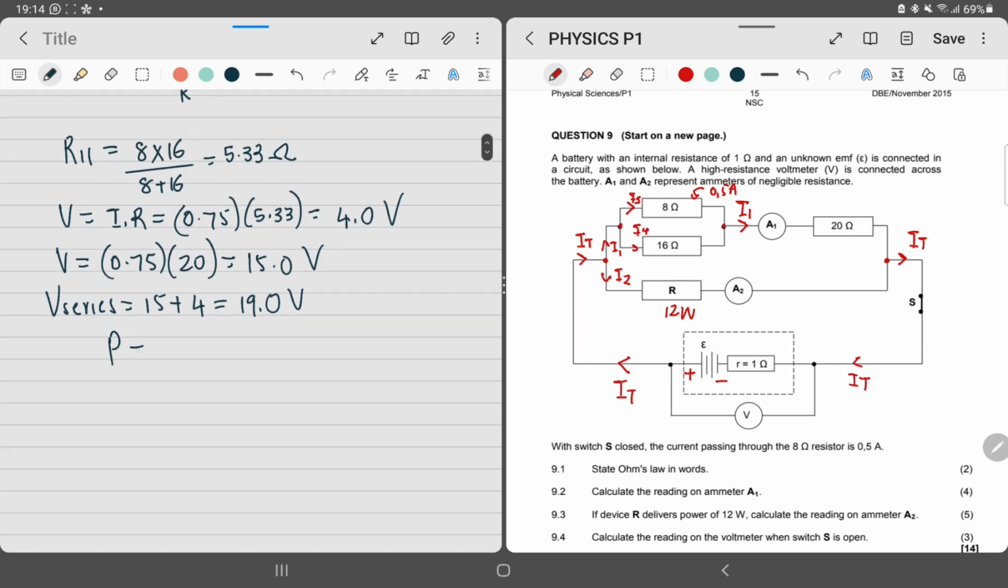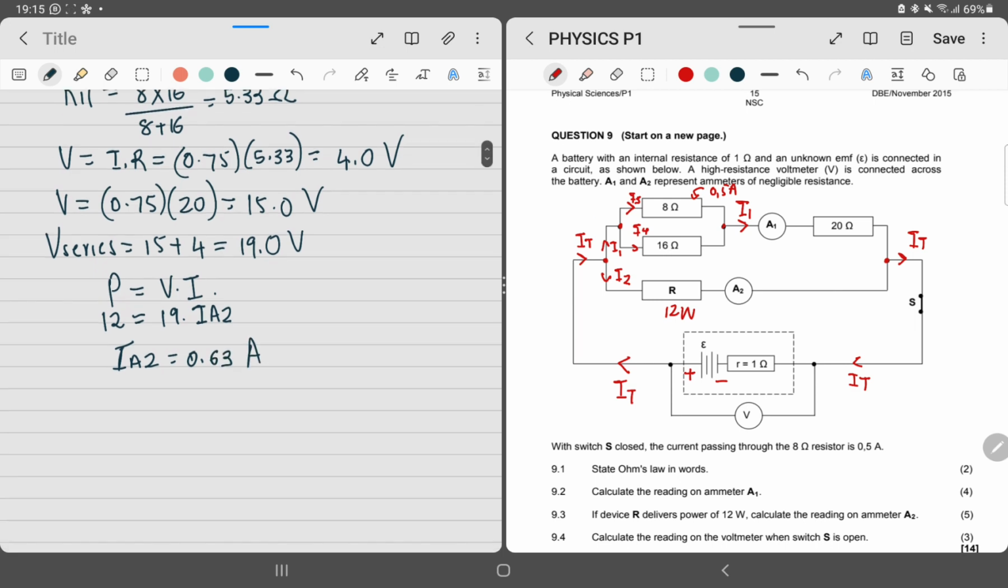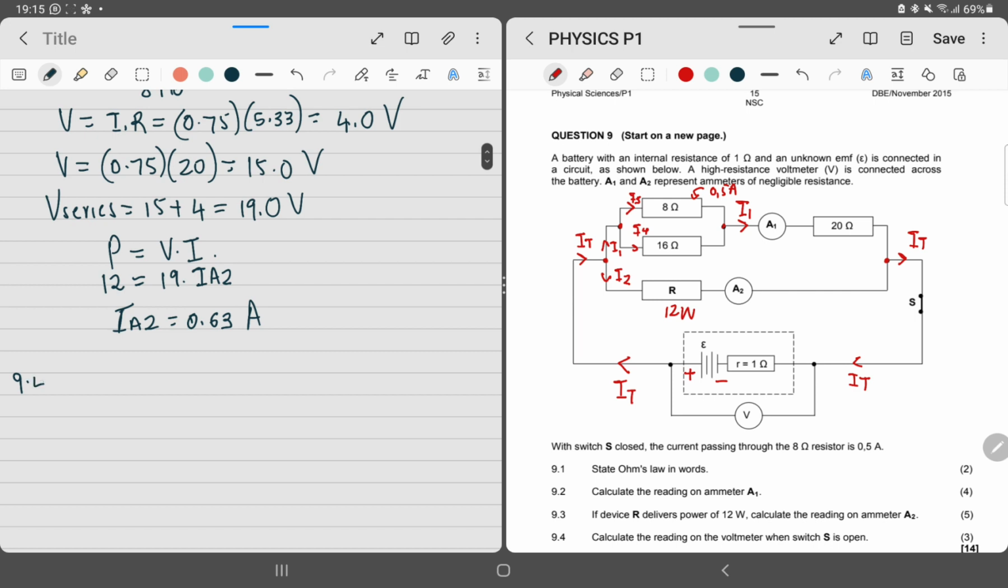So we have the power, voltage multiplied by the current. This is 12. The voltage is 19. Then we can find I of A2. 12 divided by 19. I'm getting 0.63 amps.